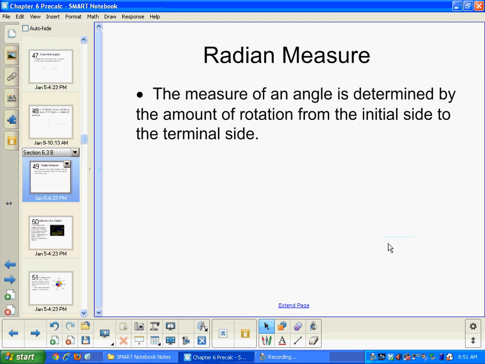Okay, we're continuing section 6.3 today, and today we're going to focus on radian measure. The measurement of an angle is determined by the amount of rotation from the initial side to the terminal side, so that's something that we already know. We're going to talk about that in terms of radian measure today.